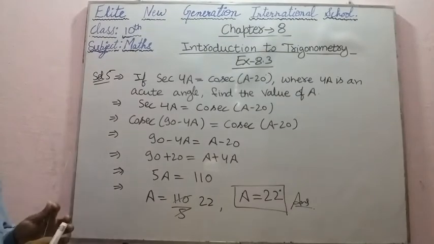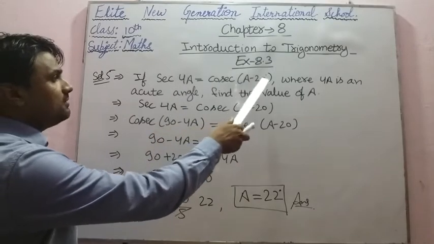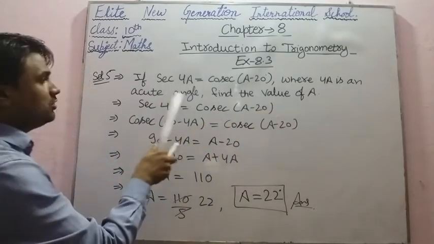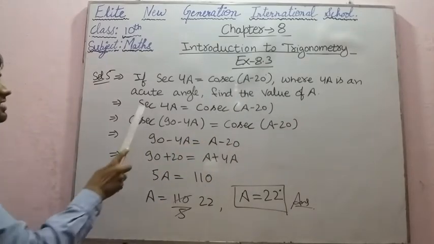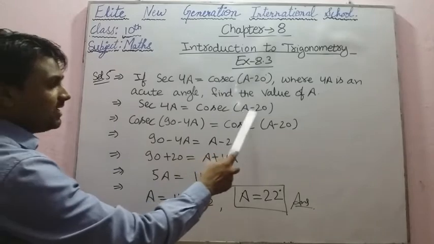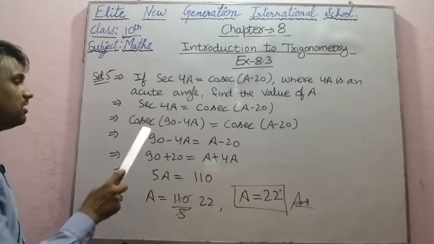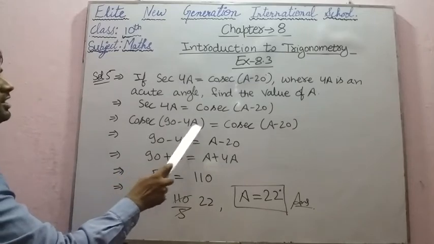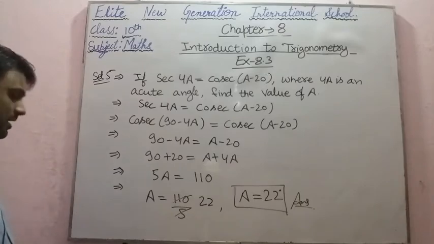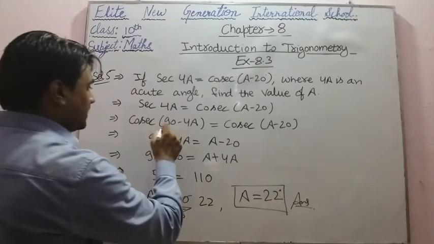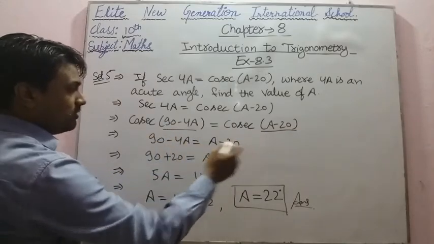So after this, see the next question. In question number 5, we are given that if sec 4a equals cosec (a minus 20), where a is an acute angle, then we have to find the value of a. So in place of sec 4a, by applying the formula, we can write cosec (90 minus 4a) equals cosec (a minus 20). So here by comparing these angles, it will be 90 minus 4a equals a minus 20.